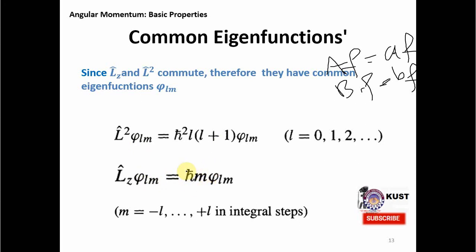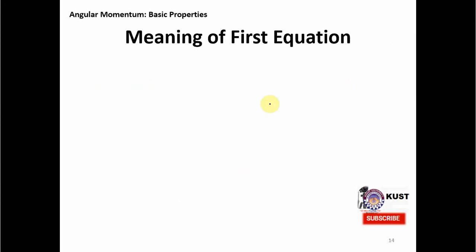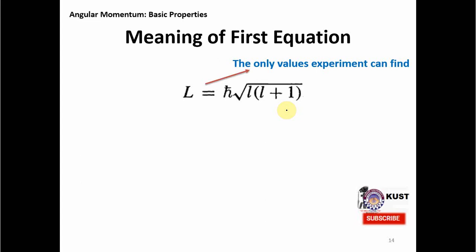Okay, now let's understand the meaning of these two equations, and start with the first equation. By first equation we mean that, as you have seen, L square was equal to the eigenvalue, so L would be equal to h bar square root of L into L plus 1. This is very interesting. Why do I say this is interesting? Because the only values an experiment would find for this angular momentum are of this form, and this actually rules out some of the values.